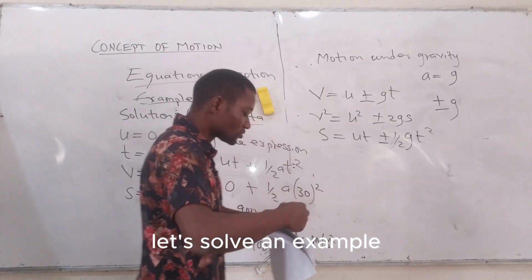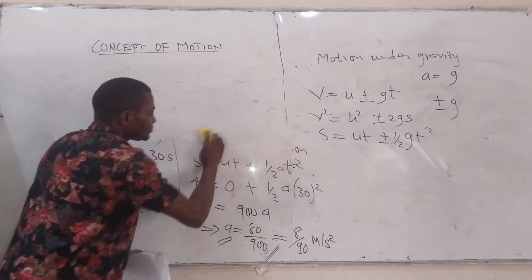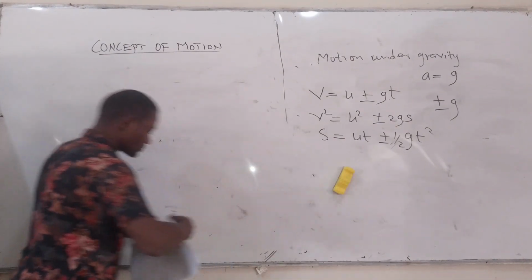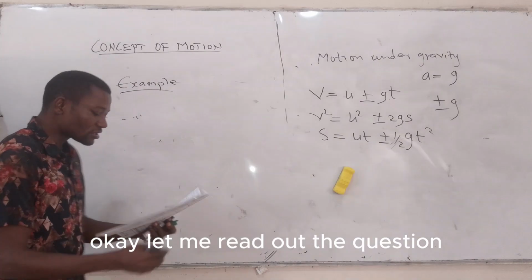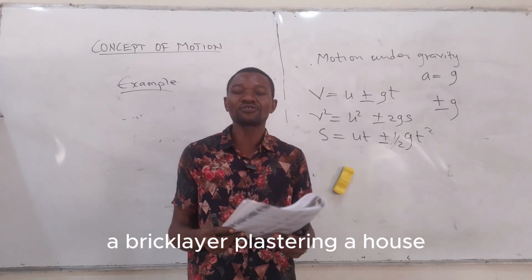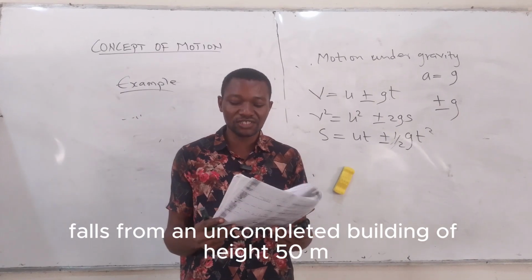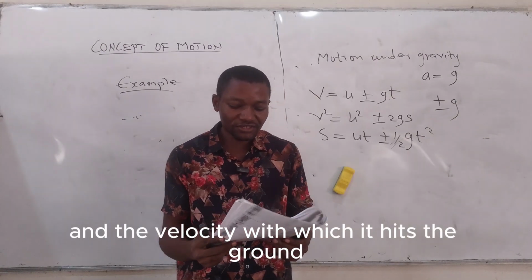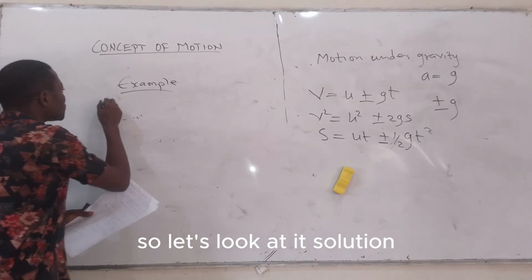Okay, let's solve an example to actually see what we are talking about. Example. Okay, let me read out the question. A bricklayer plastering a house falls from an uncompleted building of height 50 meters. Calculate the time it takes to fall and the velocity with which it hits the ground. So let's look at it. Solution.